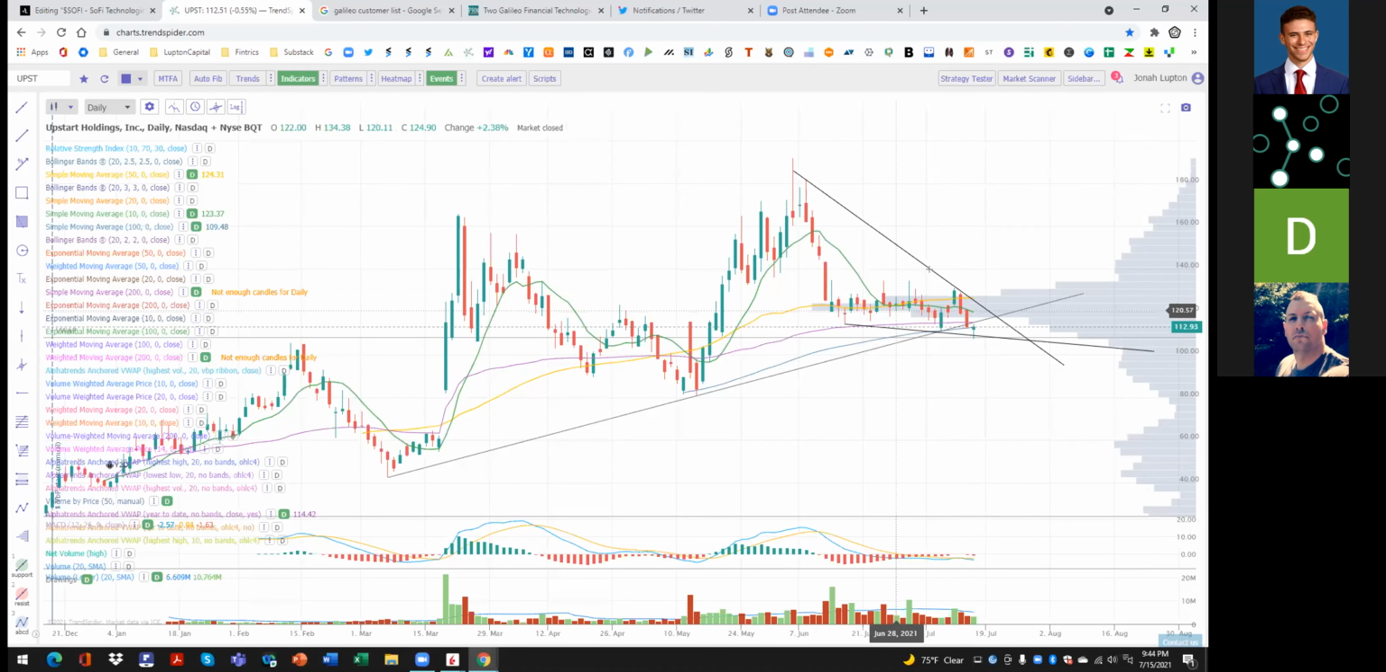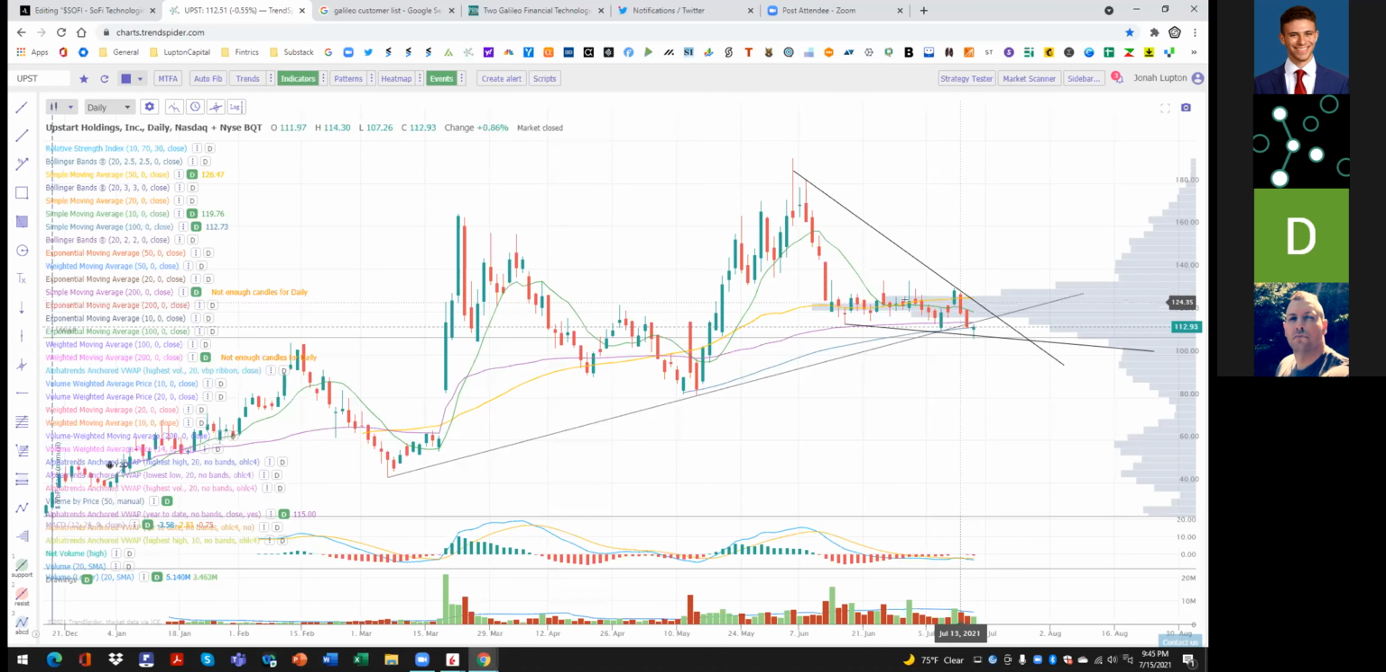So once again, looking at Upstart, that's why I've been talking more, and I've seen other people on Twitter talking more, about this volume shelf. As Upstart was consolidating in here in the 120 range, you had this volume shelf forming around the stock. And once we got through here on July 12th, we popped up through that volume shelf.